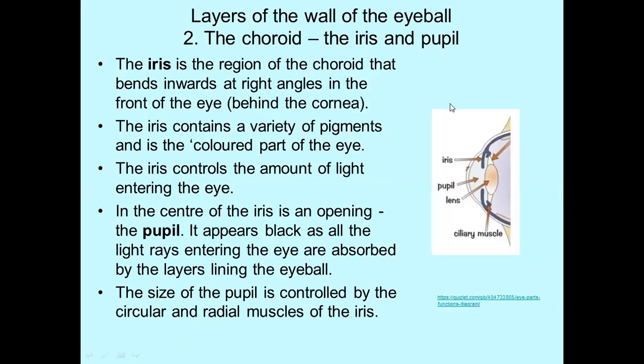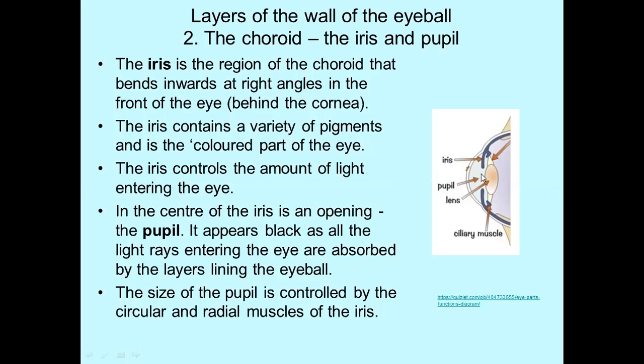Then I said that the iris is the region of the choroid that bends inwards at right angles, front of the eye, just behind the cornea. And it contains a variety of pigments. It's the colored part of the eye. It's important because it is able to change the size of this little hole, the pupil, and therefore it can change and control the amount of light entering the eyeball.